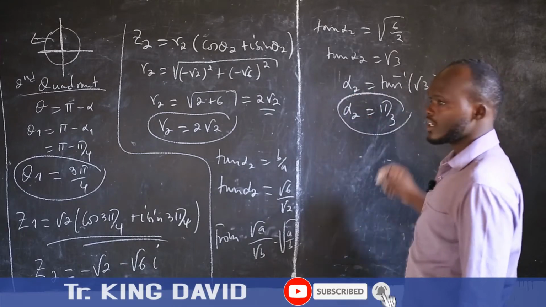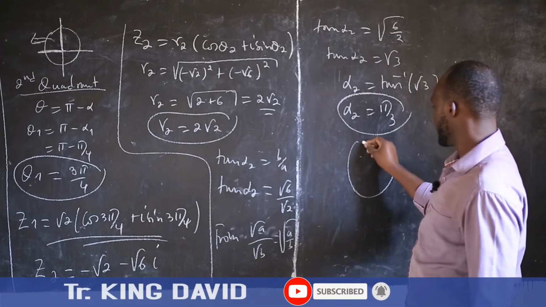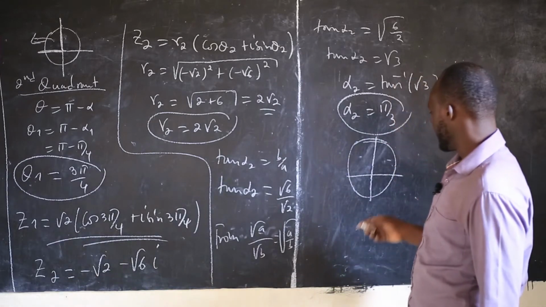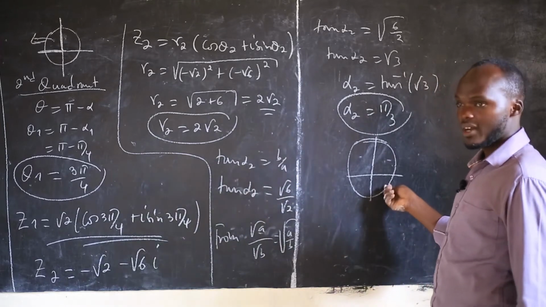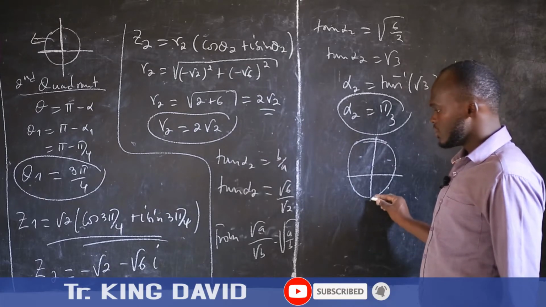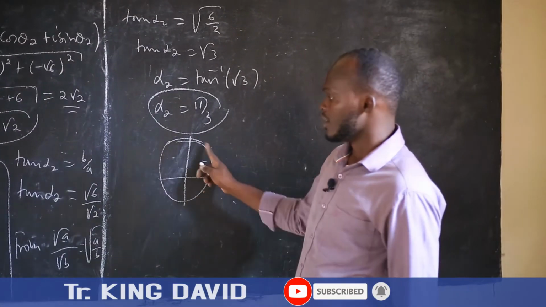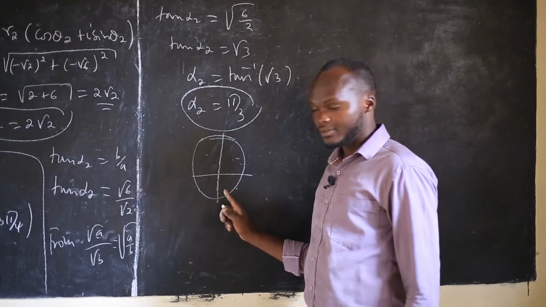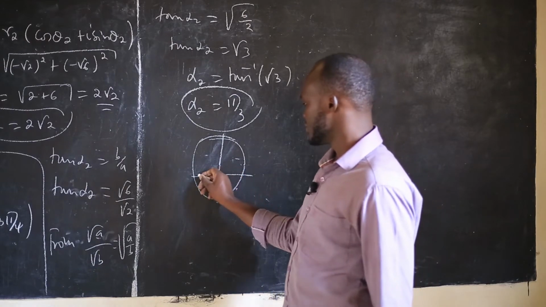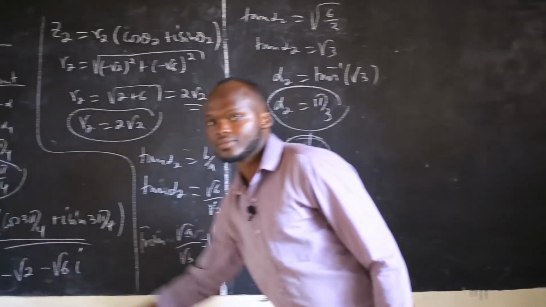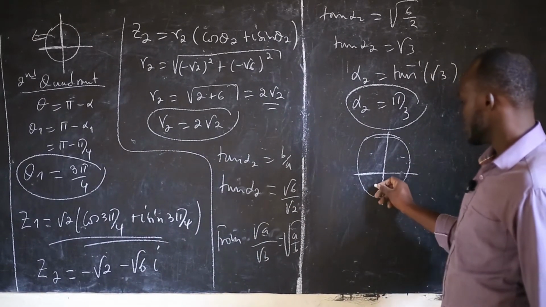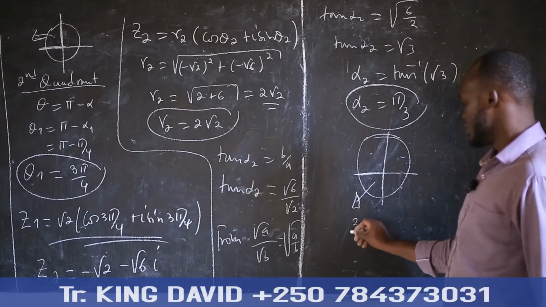After that, we're going to check the quadrant where it is located. We use the trigonometric circle to know the quadrant where that complex number is located. Our a is negative, because we have a negative root 2 here. So our b also is negative. So it is here in the third quadrant.